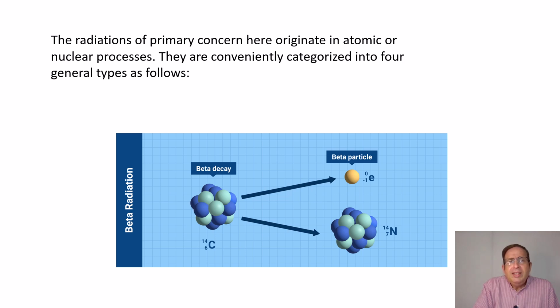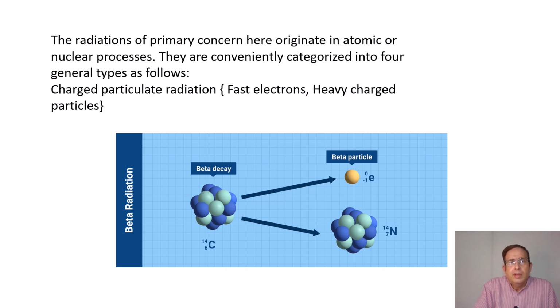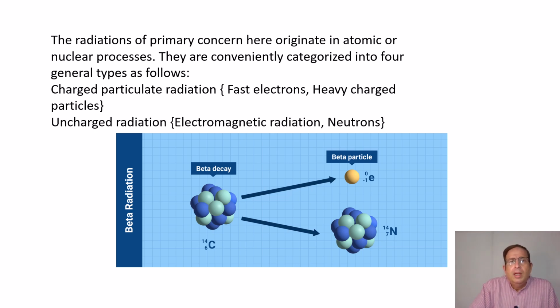So primarily these radiations come out from the nucleus or from the atom, and they are conveniently categorized into 4 general types as follows. Number 1 is the charged particulate radiation, basically radiation which is charged and particulate, or particle, in nature. And there are 2 types of these radiations. Number 1 is the fast electrons, and the second one is heavy charged particles. And also there are uncharged radiations that come out in the form of electromagnetic radiation and neutrons.